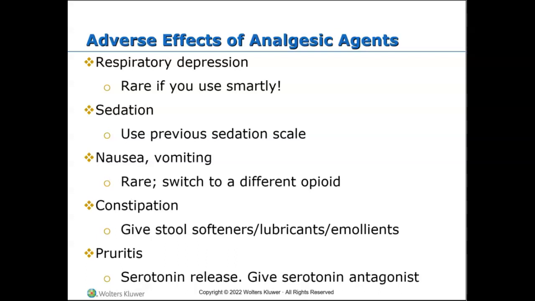And then pruritus or itching is an adverse effect of some analgesics, but for only some patients, right? So it's the serotonin release. So what we would do is literally give a serotonin antagonist to them, to cover the itching, or put them on another different opioid. But if they're going to have pruritus with one, they may have it with most of them.